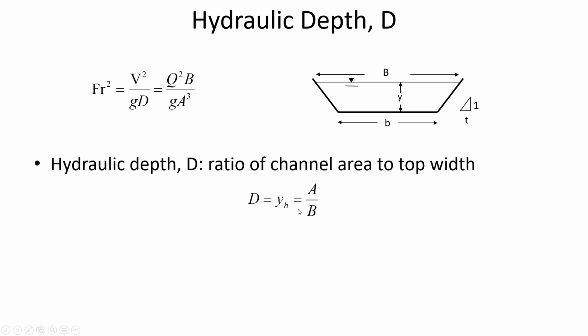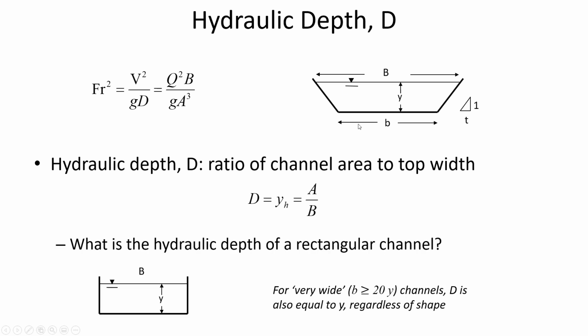There's a parameter known as hydraulic depth, which is the ratio of the area of the channel to the top width. Here's the formula: it's the area divided by the top width. For a rectangular channel that's very wide, and the phrase very wide has a technical definition, a channel that is 20 times or more wider than it is deep, the hydraulic depth is the same as the physical depth, regardless of its actual shape.